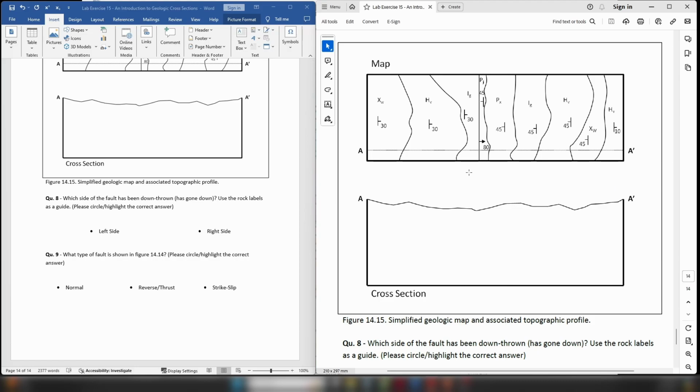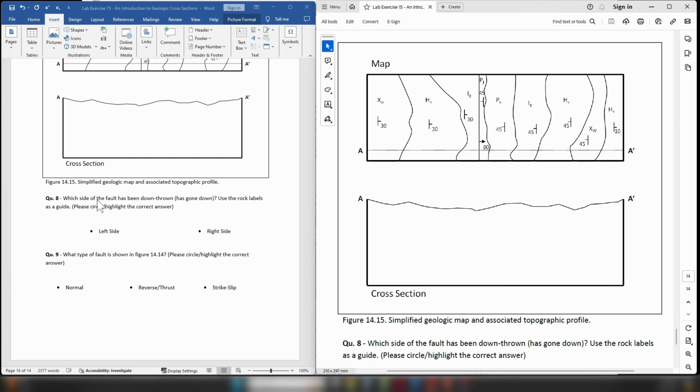In this instance, if you are finding it difficult to work out which side has dropped, it might be a good idea to select a layer of rock and color it in. So let's say layer HV. So maybe in your cross section, you color layer HV in light blue, and there's the same layer of rock over here, HV. So you color that one in light blue, and hopefully that will give you some idea about which side of the fault has dropped down relative to the other side.